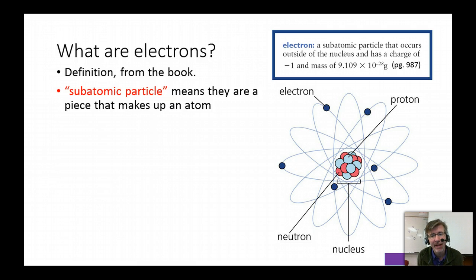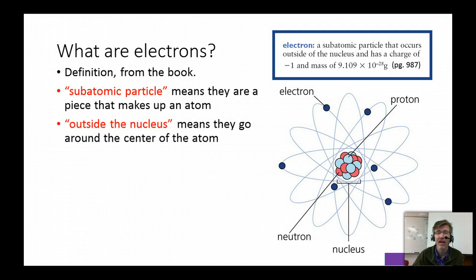Subatomic particle means just that: these are pieces of atoms. They aren't bigger than the atom. They aren't separate from the atom. They make up the atom. Outside the nucleus means that electrons go around the nucleus, and they aren't in the nucleus itself.